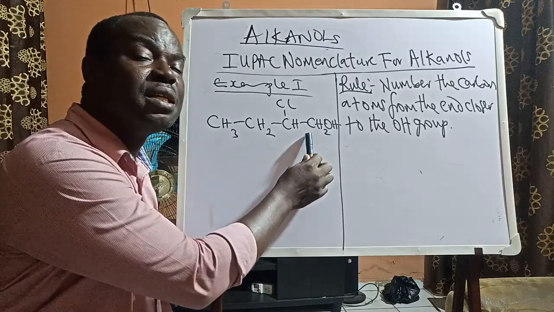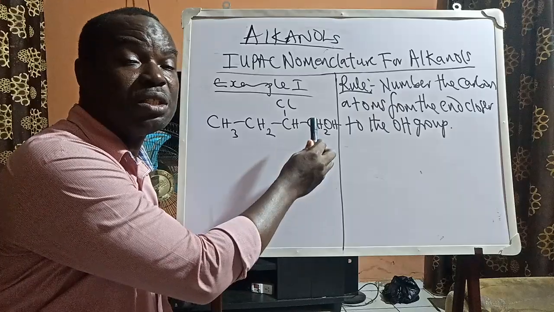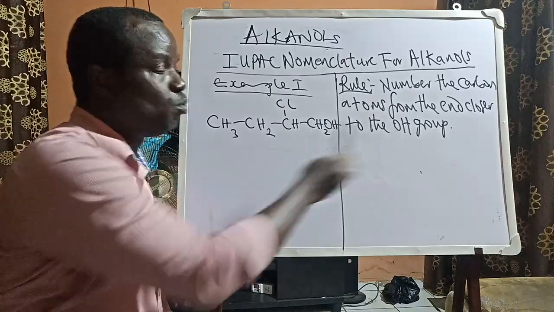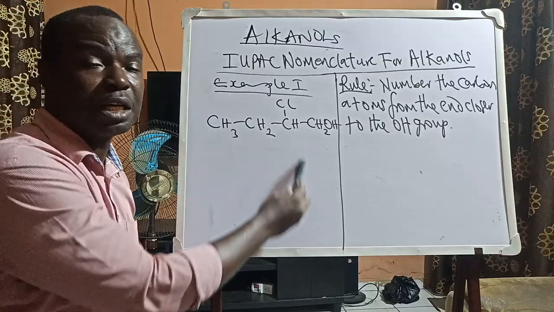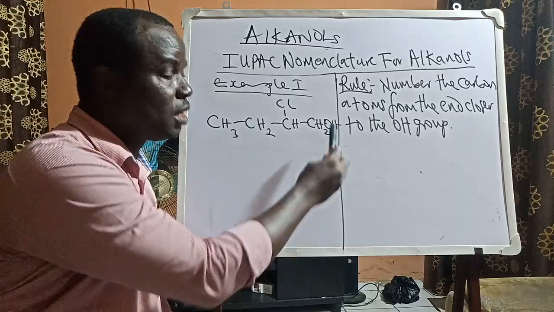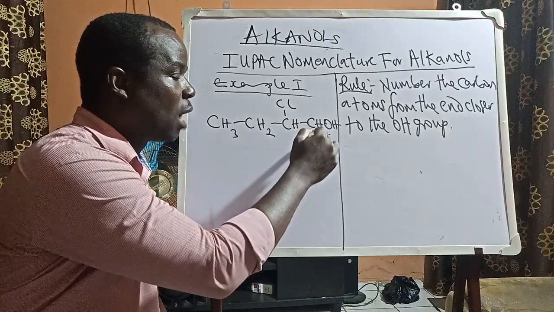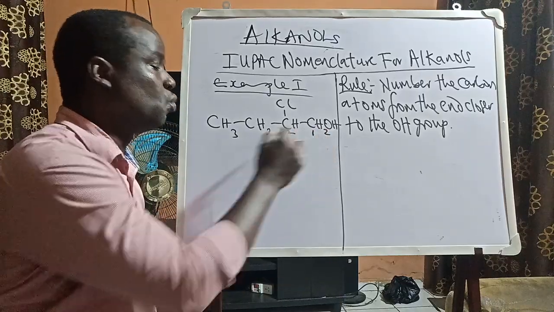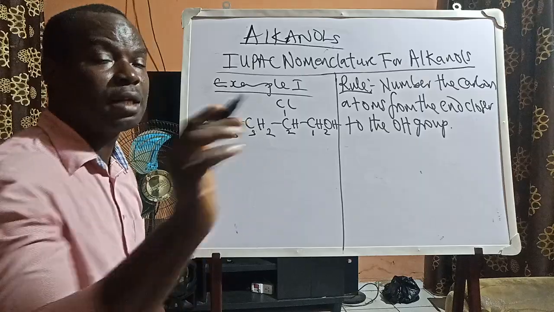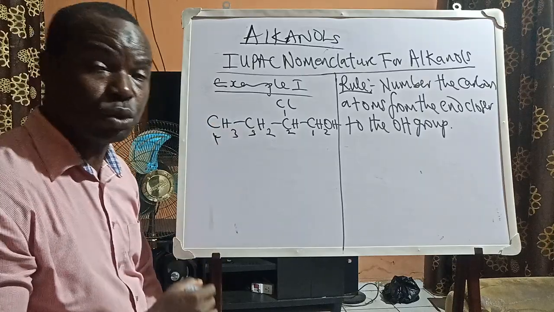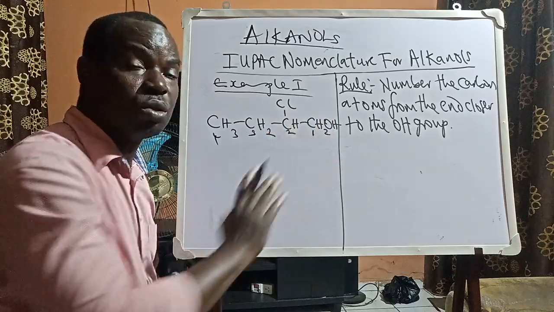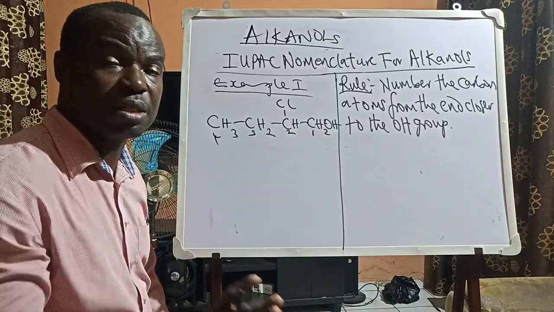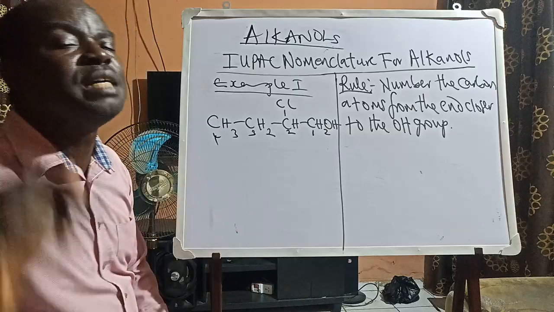So, we start numbering from this carbon atom because this end is closer to the OH group than this end. So, we are not going to say carbon number 1, 2, 3, 4 from the far end. Rather, we say carbon number 1, 2, 3, 4 from the end closer to OH. Are we together now? So that's how you number from the end closer to the OH group. Is it clear? Now, let us name the compound.